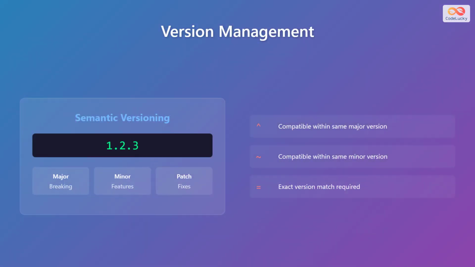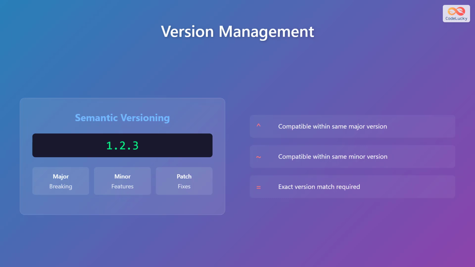Semantic versioning is a crucial part of managing dependencies. A typical version number looks like 1.2.3. The first number, 1, is the major version, incremented when there are breaking changes. The second number, 2, is the minor version, incremented when new features are added. The third number, 3, is the patch version, incremented when bug fixes are released.